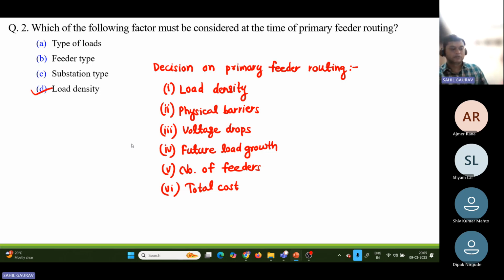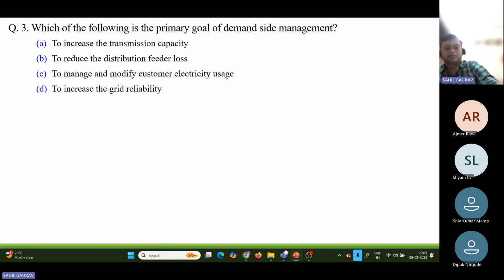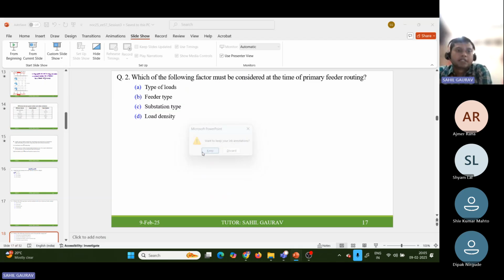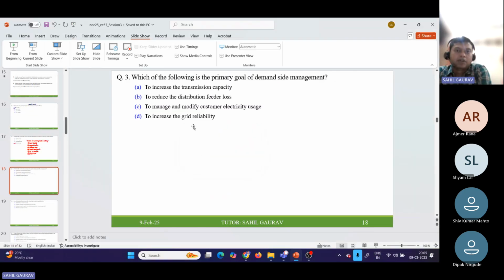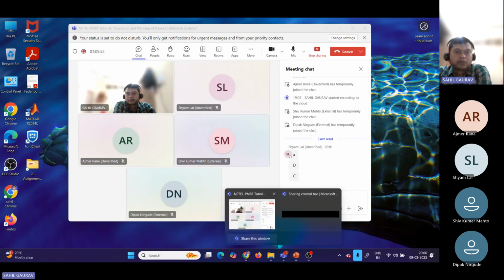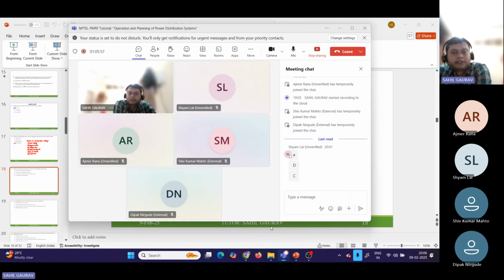Now coming to the next problem. It is asking which of the following is the primary goal of demand side management. The options are to increase the transmission capacity, to reduce the distribution feeder loss, to manage and modify customer electricity usage, to increase the grid reliability. You can type in the chat box. Only Syam is giving the response. Others, please you also try.